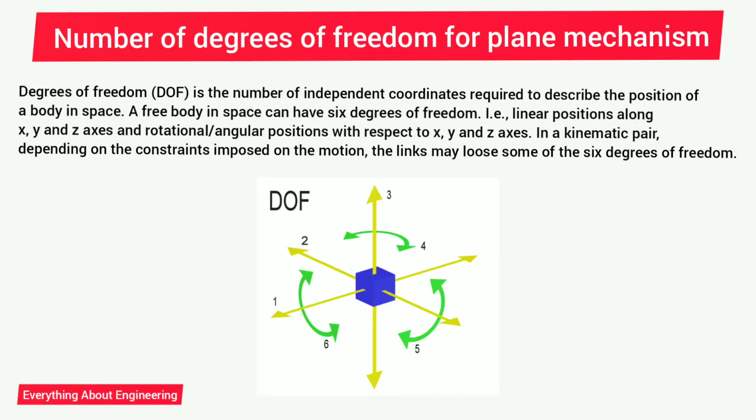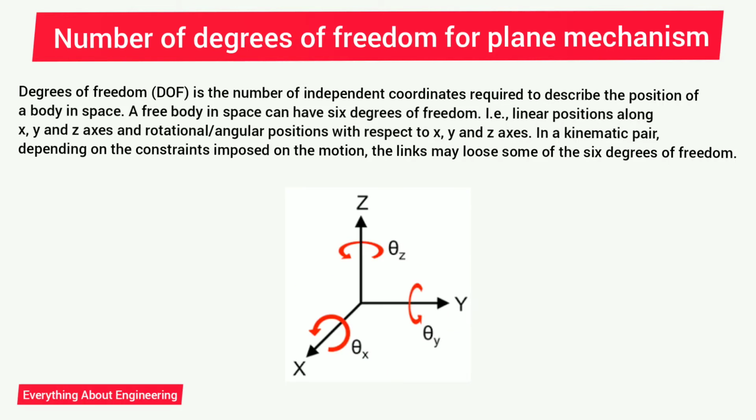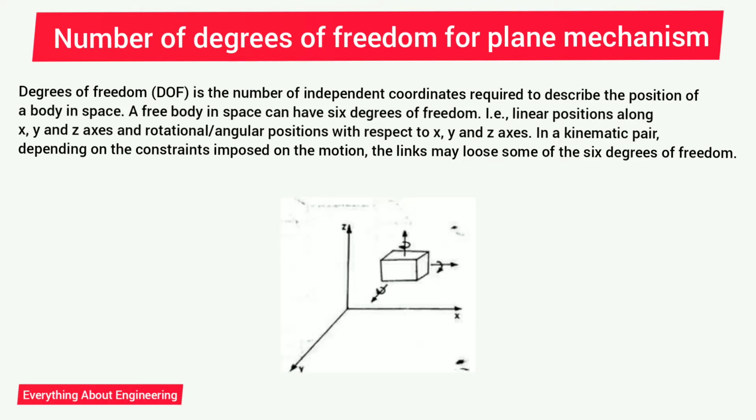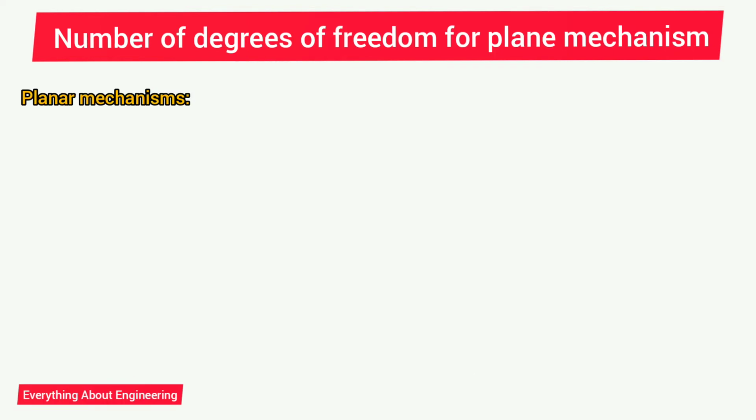Degrees of freedom is the number of independent coordinates required to describe the position of a body in space. A free body in space can have 6 degrees of freedom. That is, linear positions along x, y, and z axes and rotational/angular positions with respect to x, y and z axes. In a kinematic pair, depending on the constraints imposed on the motion, the links may lose some of the 6 degrees of freedom.